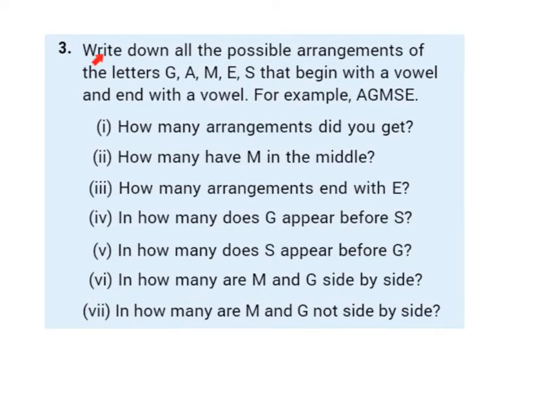Question 3. Write down all the possible arrangements of the letters G, A, M, E, S that begin with a vowel and end with a vowel. For example, A, G, M, S, E. So we've used these 5 letters and we're starting with a vowel A, we're ending with a vowel E, and then we have all the other letters in between.